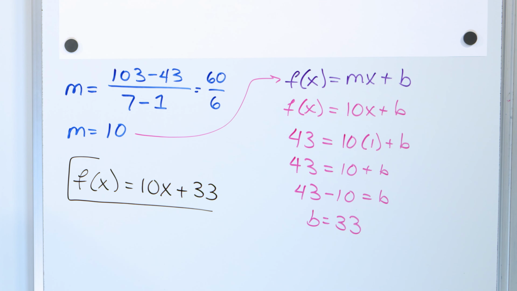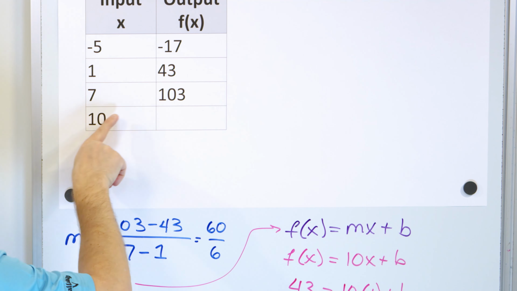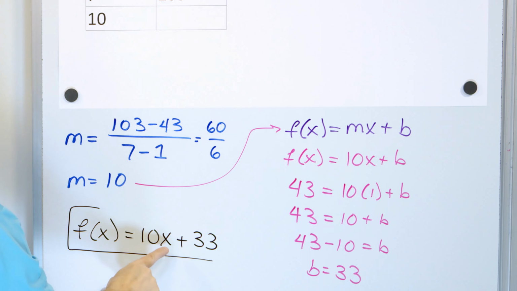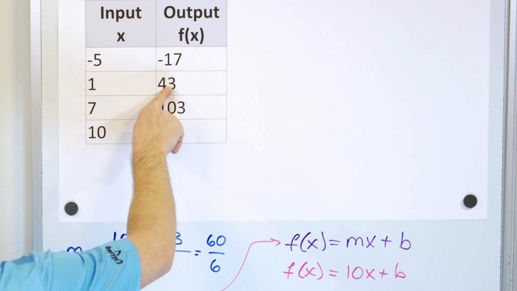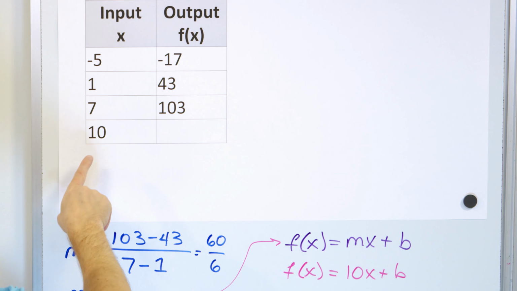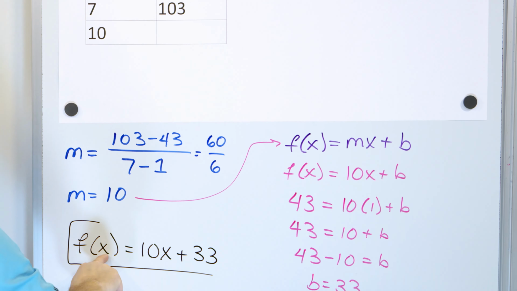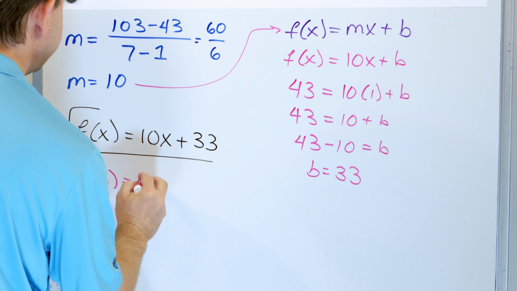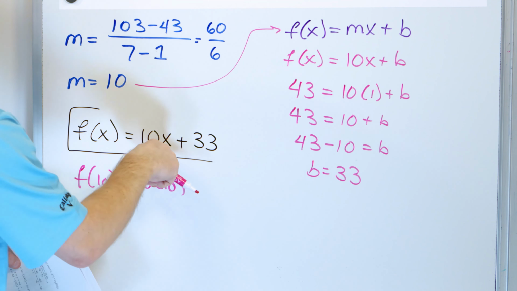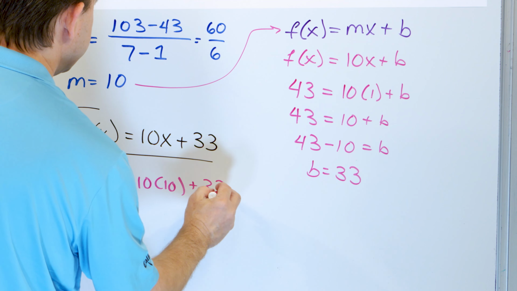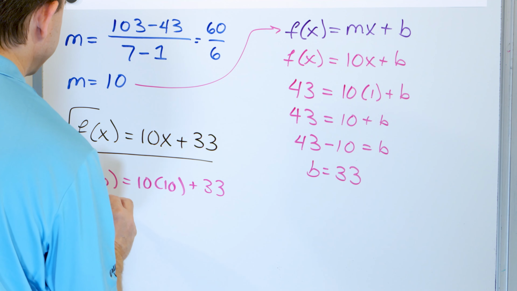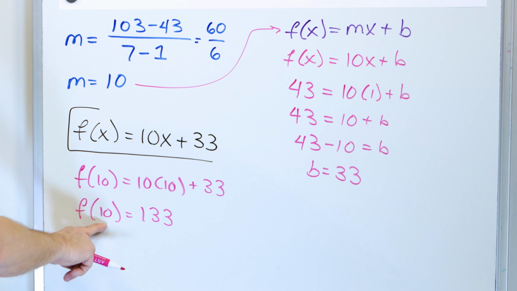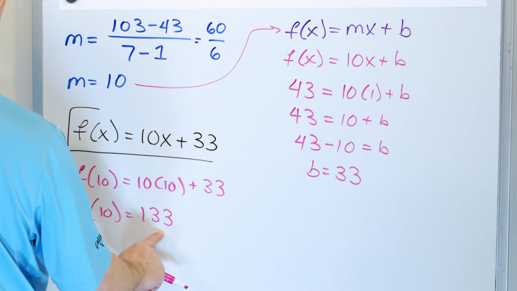But it's not really the full answer. What we really want to do is predict what's in this table. Let's just check one of these. If the input is 1, then 10 plus 33 is 43. That works. And you can put the other points in as well. Let's put the input value of 10 in here. The function evaluated when x is equal to 10 means 10 times 10, because we put the value of 10 for x. We have to add that 33. So the output is going to be 100 plus 33, 133. So when the input is 10, the output is 133.